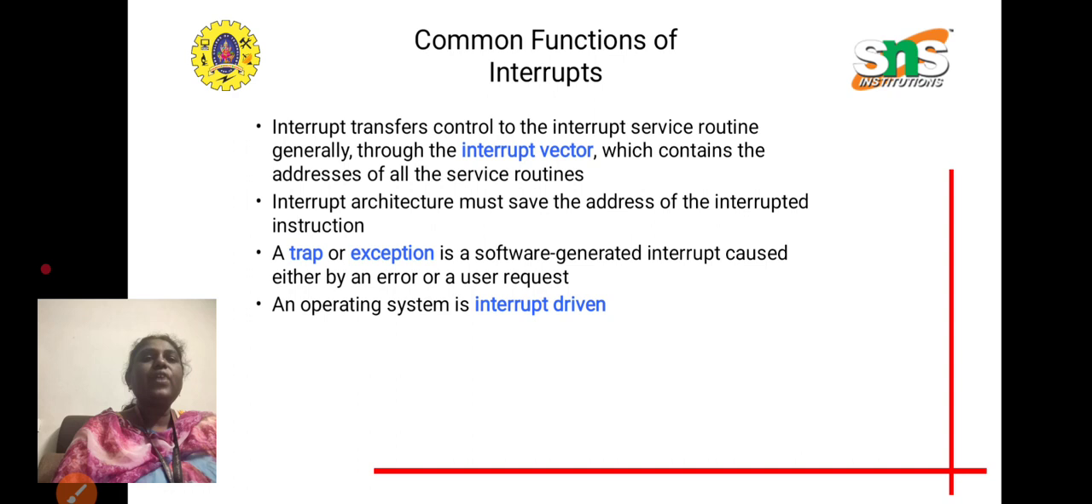And the basic common function of interrupts: an interrupt transfers control to the interrupt service routine, generally through the interrupt vector, which contains the addresses of all the service routines. An interrupt architecture must save the address of the interrupted instruction, and a trap is a software-generated interrupt caused either by an error or a user request. I can also state that the bootstrap program is like the starter of your computer: it wakes up everything and gets it ready to work.